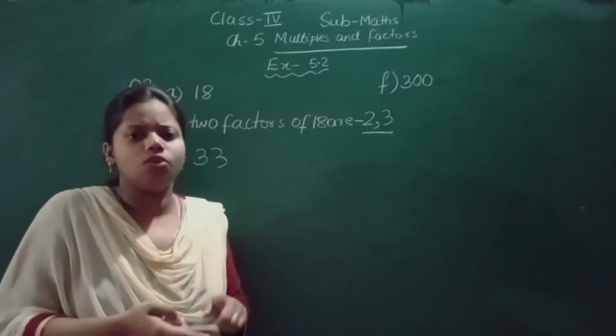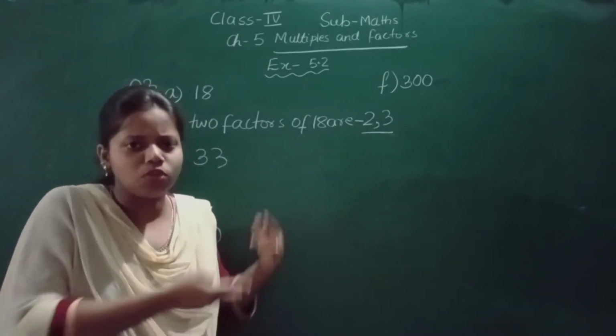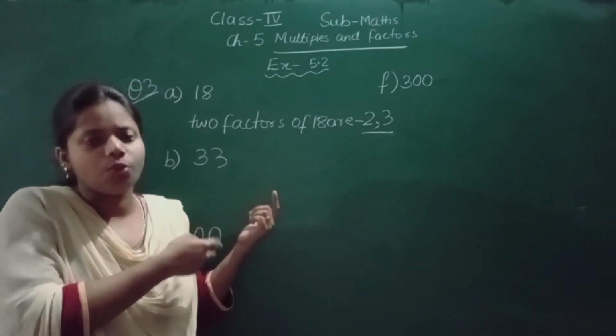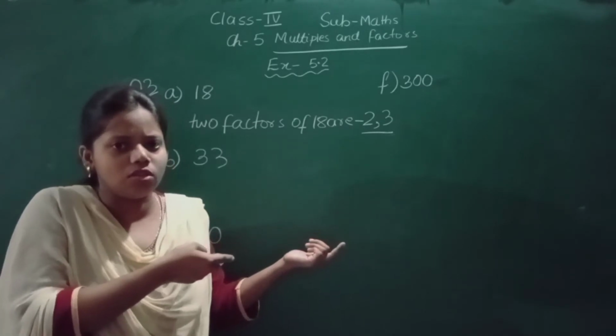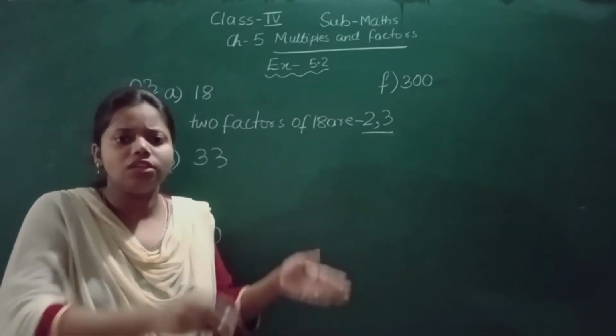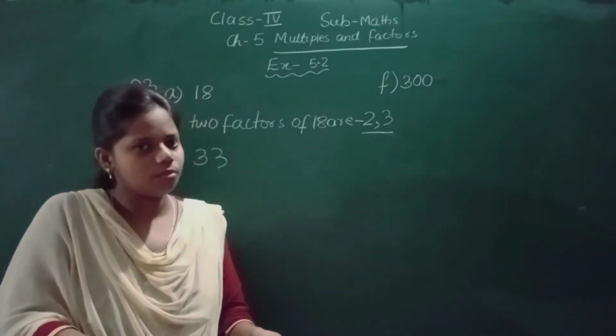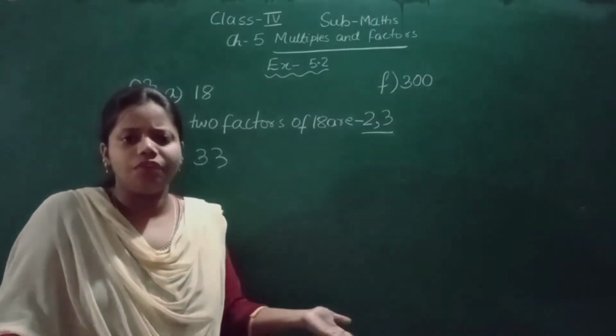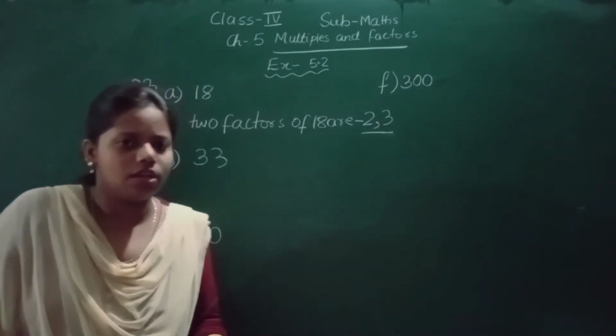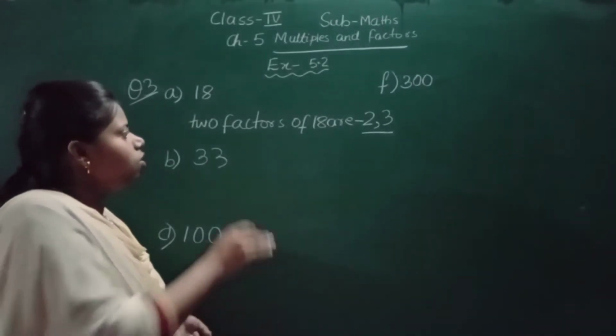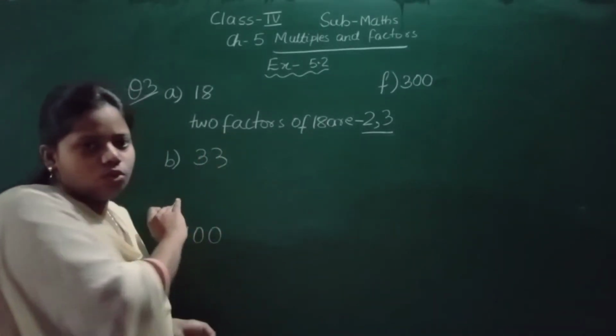You can write any. You can write 2 and 3, or you can write 2 and 6 because it comes in the 6 table also. You can write 9 also, it comes in the 9 table also. It is your wish, because it is not mentioned that you have to write the first 2 or anything. It is written write 2 factors, so any 2 factors you can write. Now after 18 let us do 33.